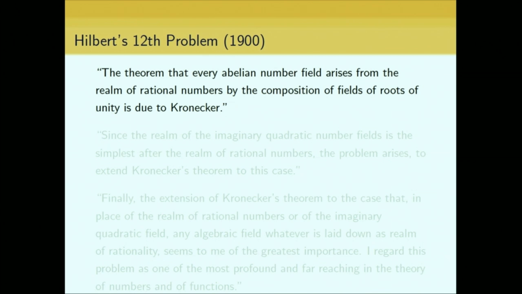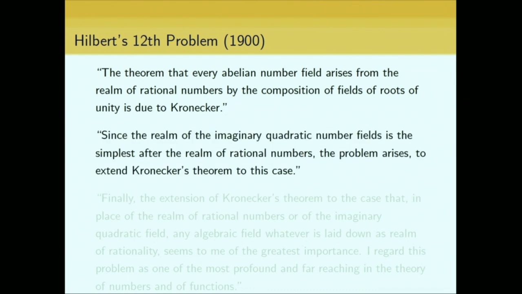Okay. So in his ICM address, very famous, in 1900, Hilbert stated a list of 23 problems. Right in the middle was the 12th problem, which says, okay, so these are quotes translated from the German into English: The theorem that every abelian number field arises from the realm of rational numbers by the composition of fields of roots of unity is due to Kronecker. So that's the first result I stated on the previous slide. And then the second result is kind of summarized in the second quote here: Since the realm of the imaginary quadratic number fields is the simplest after the realm of rational numbers, the problem arises to extend Kronecker's theorem to this case.